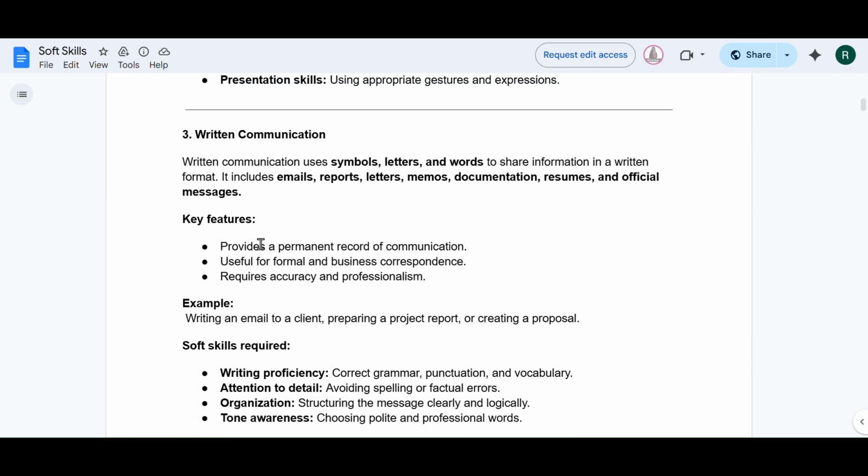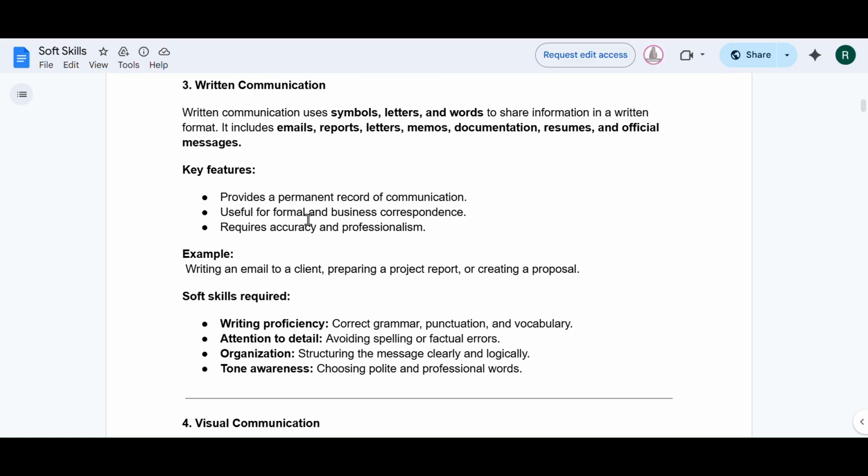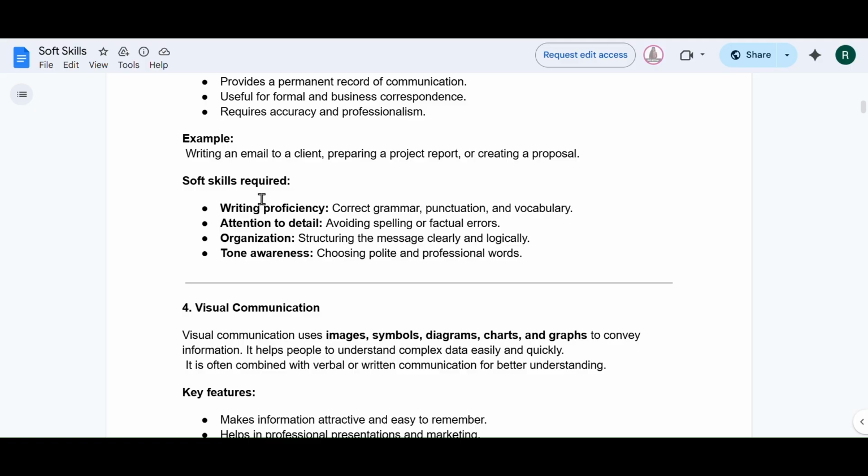And what are written skills? Written skills are also a communication skill where we use symbols, letters, and words to share information. We use written skills in emails, reports, letters, memos, documentation, resumes, and official messages. What does it provide? It provides a permanent record of communication. Verbal and non-verbal communication are just instances of communication, present only in that moment. But emails, documents, and reports act as permanent communication if never deleted. For example, writing an email to a client, preparing a project report, or creating a proposal.